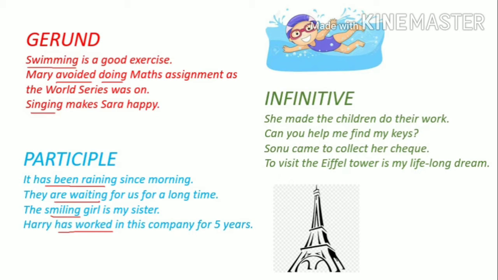The last type of non-finite verb is infinitive. Infinitive again will not change the form, and sometimes you add "to" before the verb. If you add "to," you call it a to-infinitive. If you don't have it, then you call it a bare infinitive.